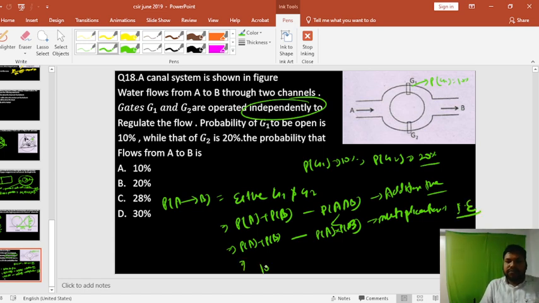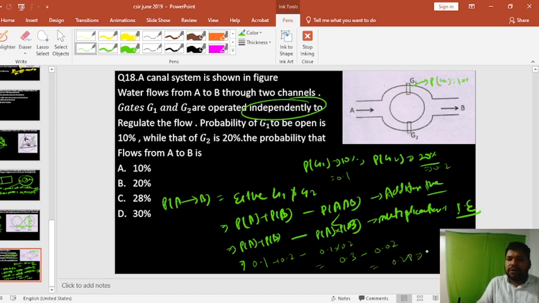Write it down here: P of A is 10 plus 20 minus 10 into 20. I'll write it in decimals because probability must be less than 1. So 10% means 0.1, 20% means 0.2, minus 0.1 into 0.2. So this is 0.3 minus 0.02, which is 0.28, or 28%. Your option is right.